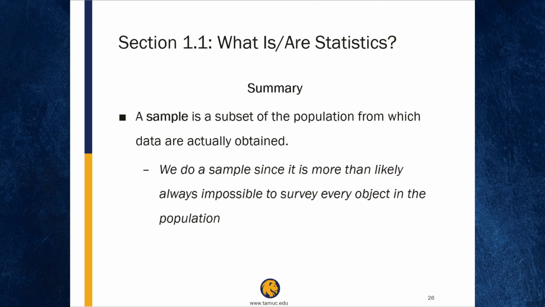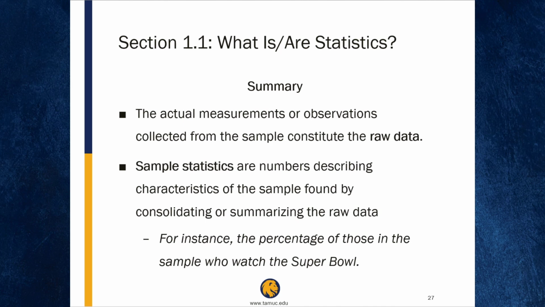A sample is a smaller subset of the population from which the data are actually obtained. And we do a sample since it's more than likely always impossible to survey every thing or object or person in the population. The actual measurements or observations collected from the sample are what we call the raw data, and the sample statistics are the numbers describing the characteristics of the sample found by consolidating or summarizing the raw data. For instance, one sample statistic was the percentage of those who watched the Super Bowl in that sample.